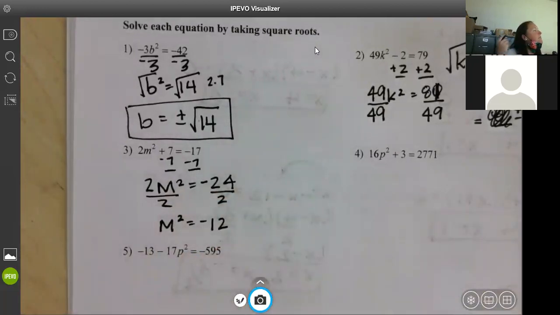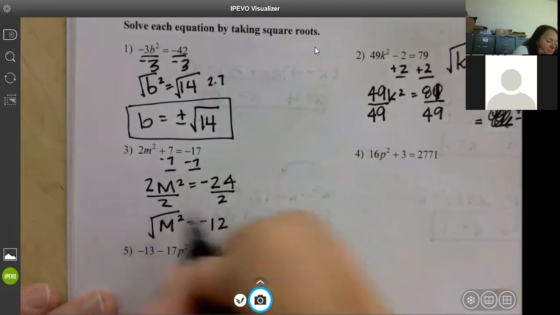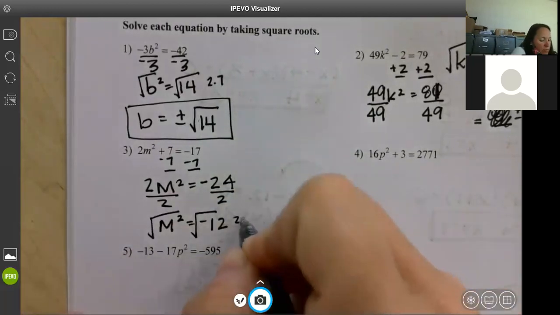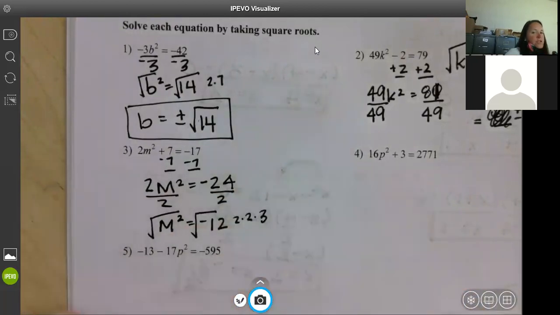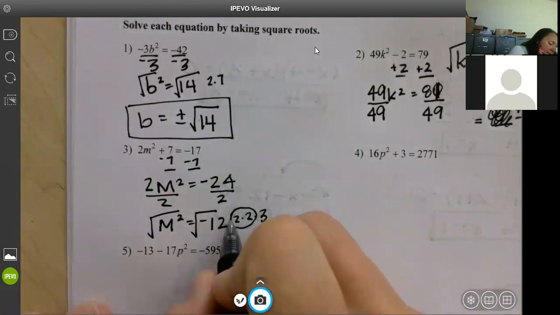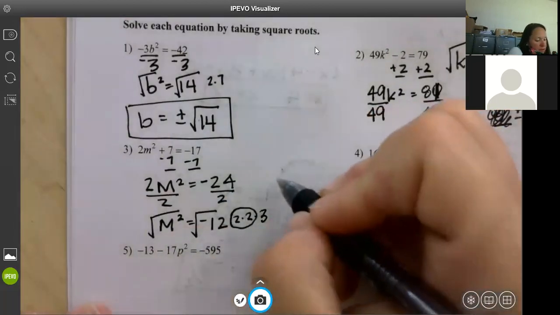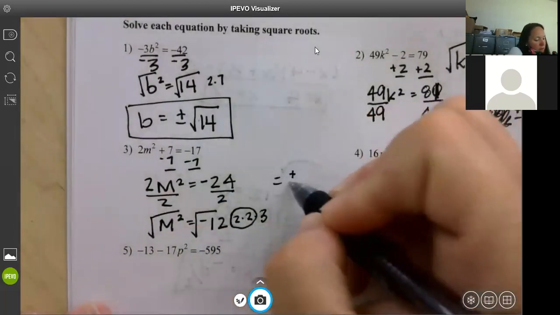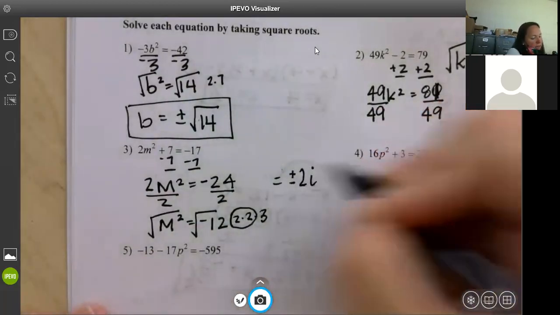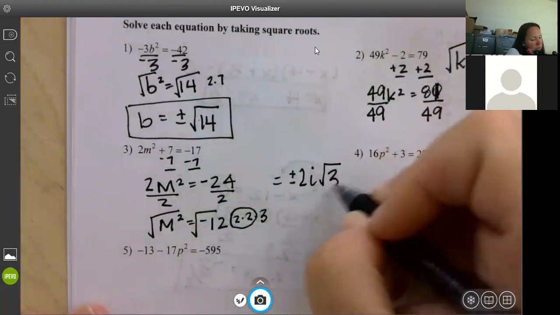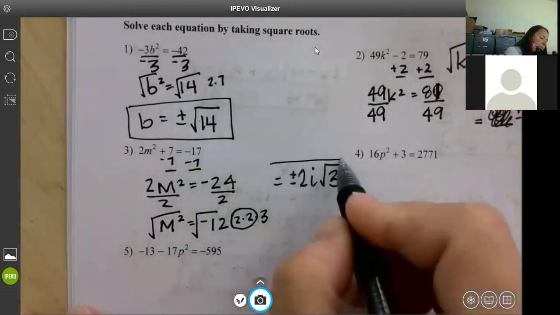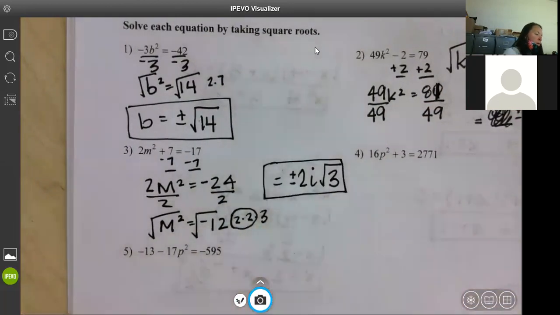How do I solve? Your factors of 12 are 4 and 3, or 2, 2, and 3. What do you notice? What else do I need to take out? So it's going to equal 2 answers, plus or minus. I took out a 2 and an i, and I left 3. Good job.